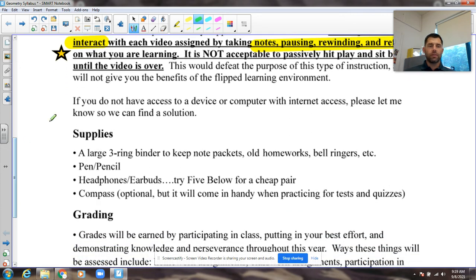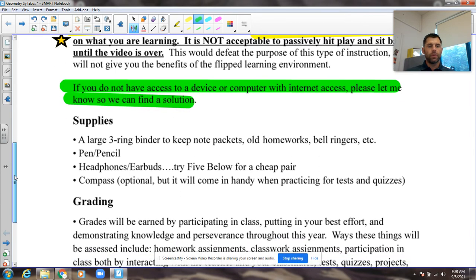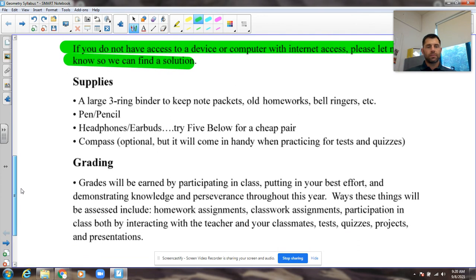Let me know if you need something at home. We can get you laptops. We can get you internet. Let me know if you need help getting access to this stuff at home. There's your supplies.